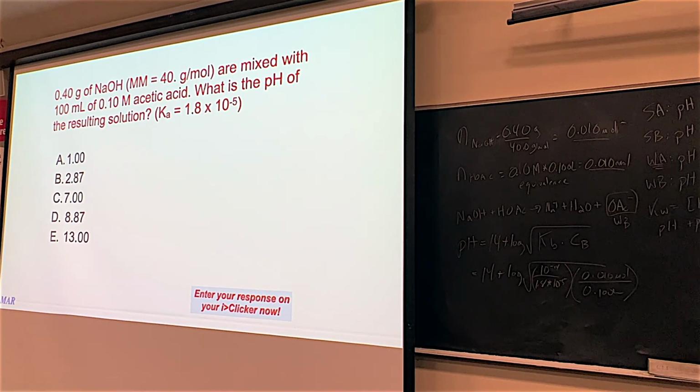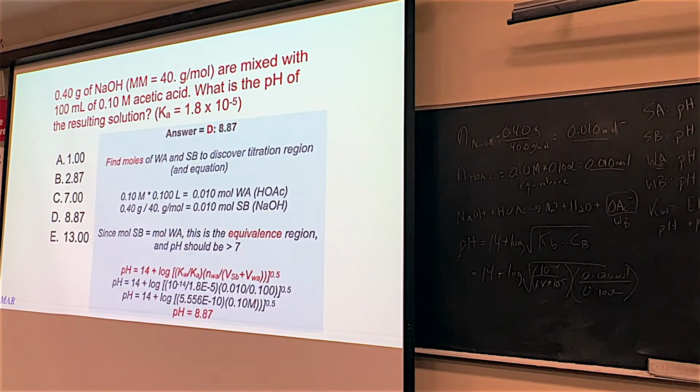Anyway, in this problem, the moles come out to be equal for the strong base and weak acid. So this is equivalence. Equivalence means that they both wiped each other out. So the acetic acid has turned itself into acetate, a weak base. pH for weak bases looks something like 14 plus log square root of Kb times Cb.